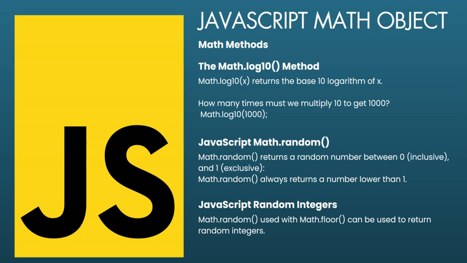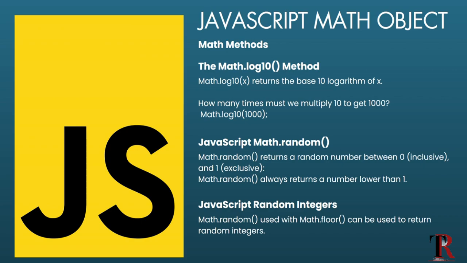The log base 10 method returns the base 10 logarithm of a number. So if you want to check the base 10 logarithm of a number, use the math.log10 method. What it basically interprets to is how many times you must multiply a number to get a higher number, or the equivalent of it in higher values.